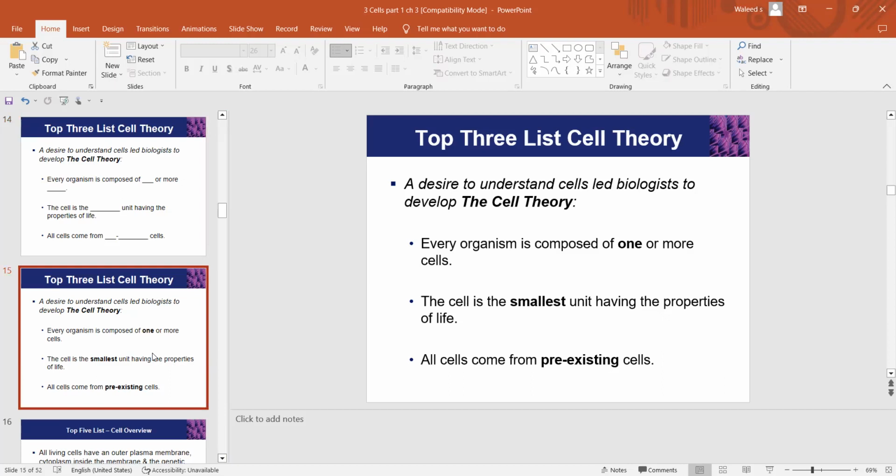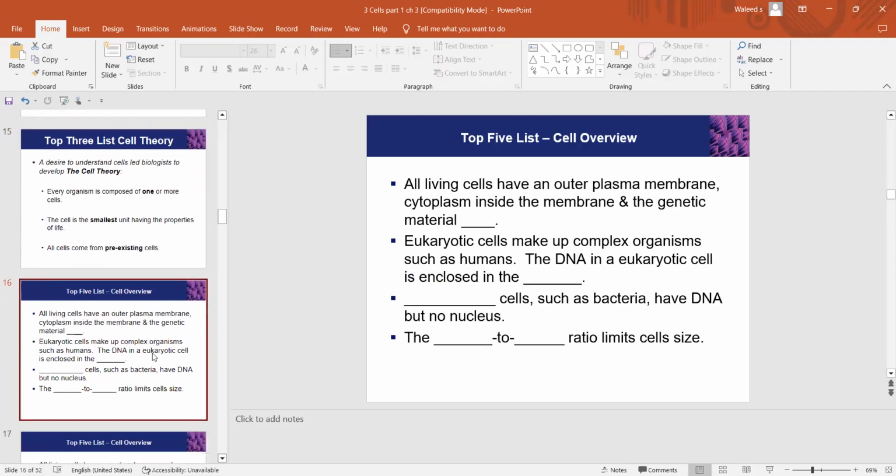So here it is, one or more, smallest, basic. It doesn't have to be smallest, it can be basic depending on the question. Smallest and basic unit. It comes from pre-existing cells.